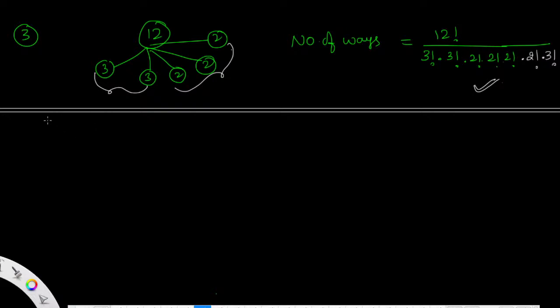Okay, next, generalized as a formula for this concept. So the first formula for this concept: the number of ways of dividing 2n distinct objects into groups of size n each is 2n factorial by n factorial into n factorial into 2 factorial.